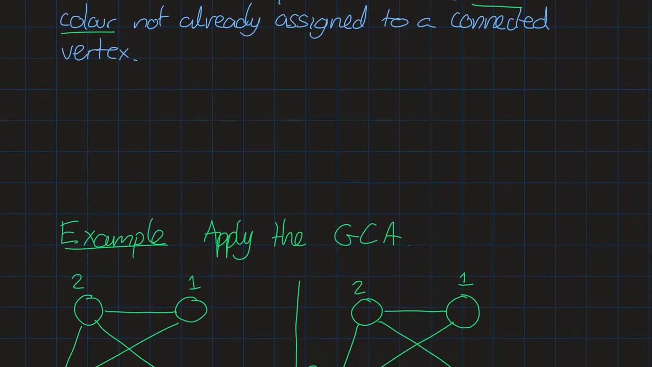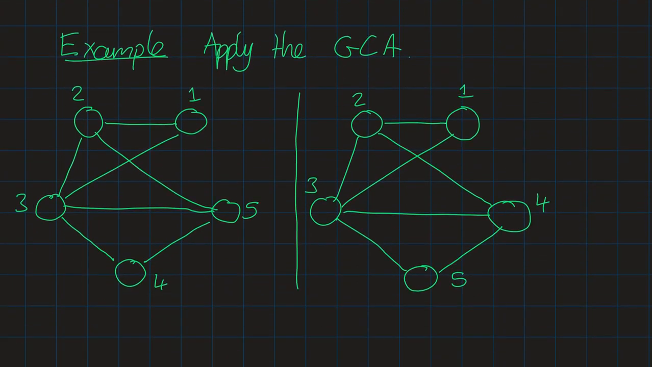Okay, so here's an example. Apply the greedy colouring algorithm to these two graphs. As you can see, I've already numbered the vertices. This question comes in two parts, part A and part B. Since I've already numbered it for you, you just need to go straight ahead and apply the algorithm.